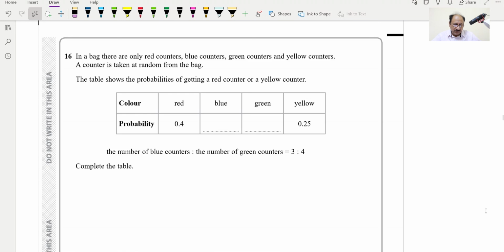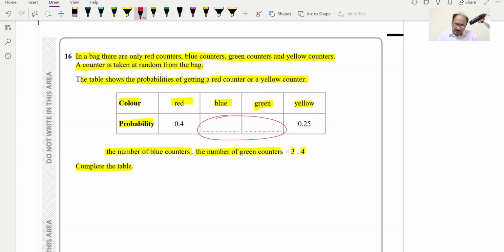Now question number 16. In a bag there are only red counters, blue counters, green counters and yellow counters. So these are 1, 2, 3 and 4 categories. A counter is taken at random from the bag. The table shows the probabilities of getting a red counter or a yellow counter. So these are the probabilities, these are the colors. The number of blue counters to the number of green counters is 3:4. Complete the table.